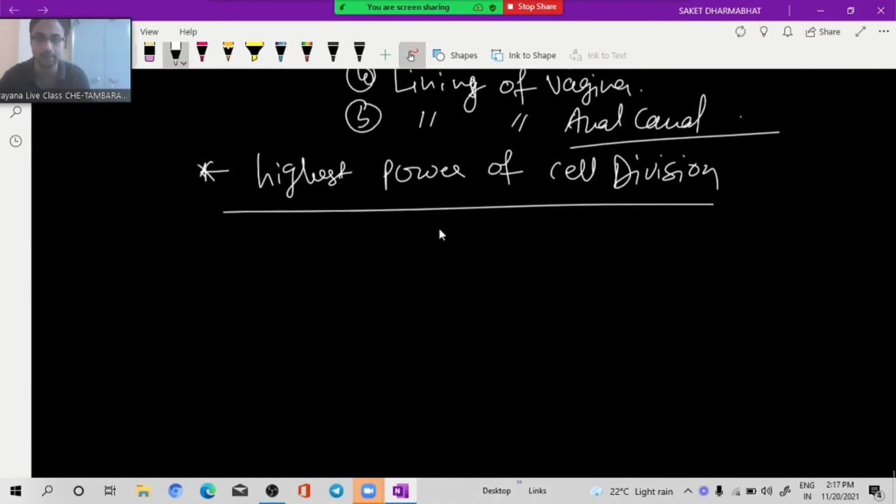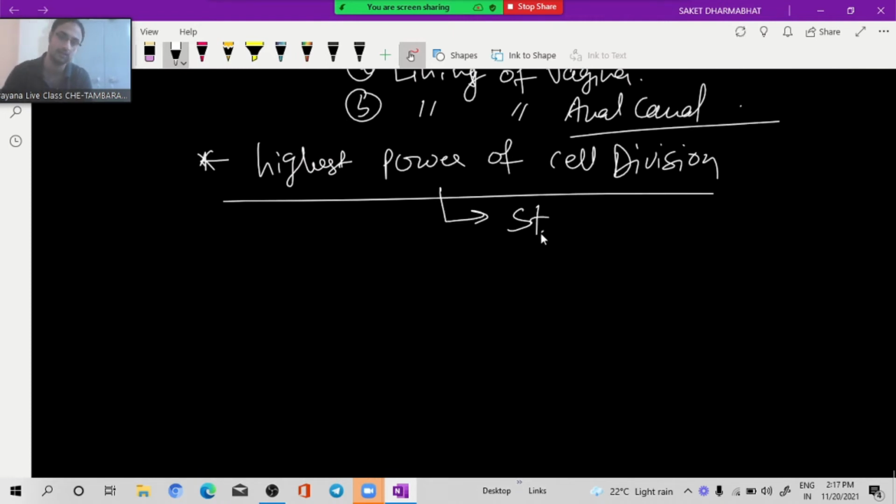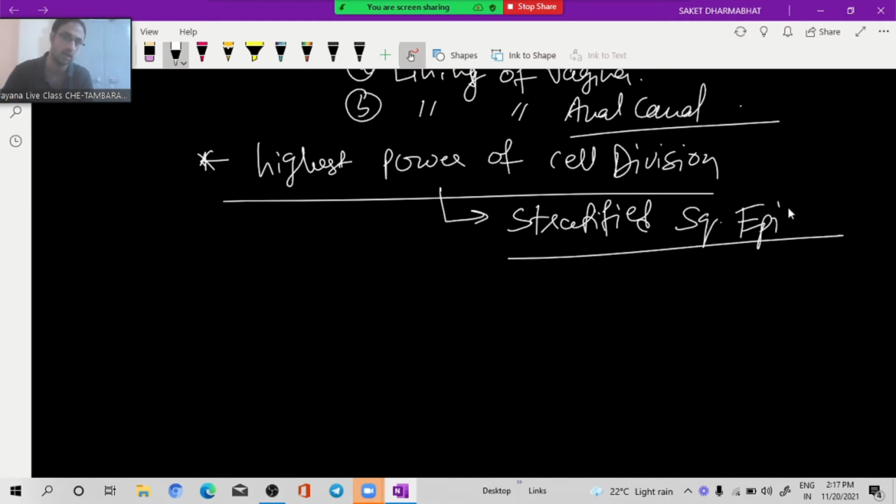Stratified squamous epithelium. So this is having what? Highest power of cell division, highest cell division index. That's why if any injury takes place in your skin, after some time that wound will be healed. Why? Because the cells which surround the wound are continuously dividing and cover the wound, and a new skin will cover your wound. Clear or not?